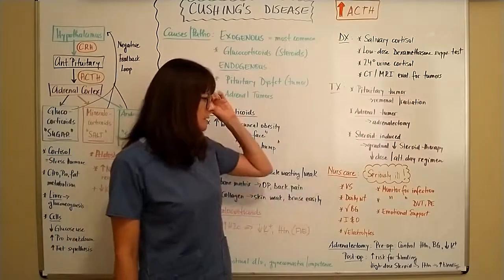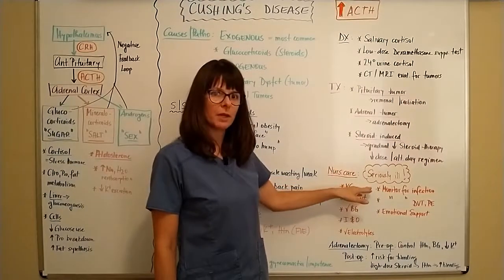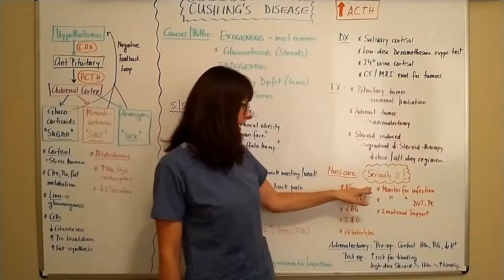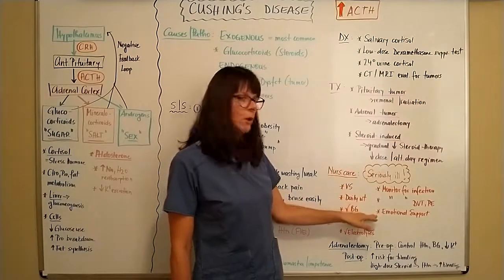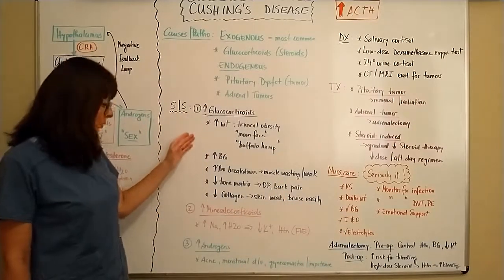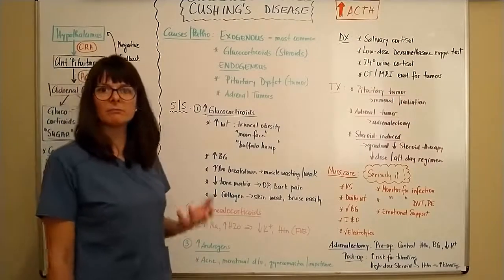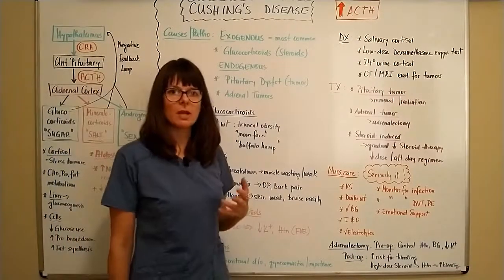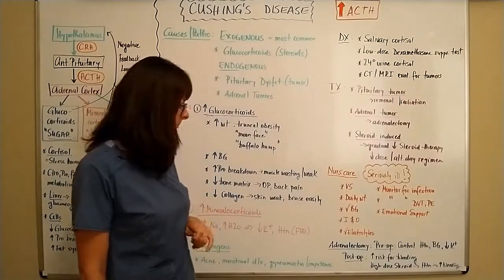Patients with Cushing's disease are also prone to infection, so we have to monitor the patient very diligently for that, as well as DVT and PE, and then provide emotional support because of all these physical changes that they're going through. Also with their sex hormones, they might have disturbed body image and a lot of psychosocial issues that we need to help them deal with.